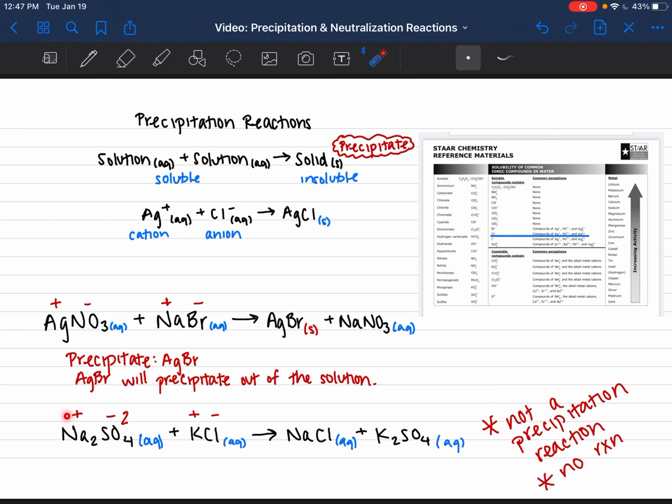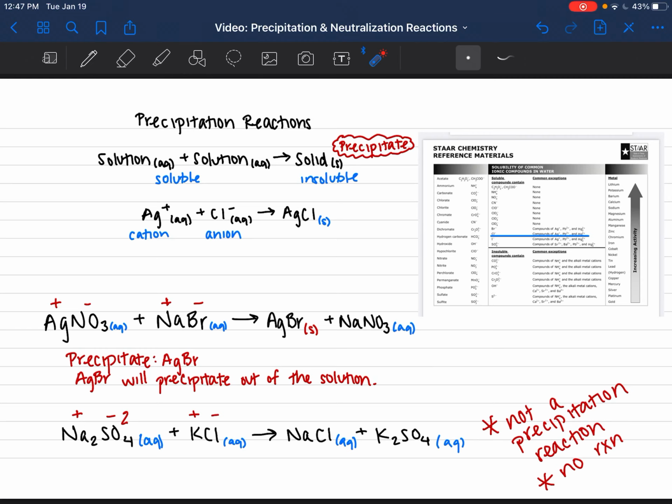So remember, this is a double replacement. Our sodium will go with the chloride, and we look up here. Chloride is soluble except for these exceptions. That is not one of the exceptions, so this is soluble or aqueous. And your potassium will go with that sulfate. Remember that sulfate has a 2- charge. So K2SO4, and sulfate is soluble except with these exceptions, which this is not a part of. So this one is also aqueous.